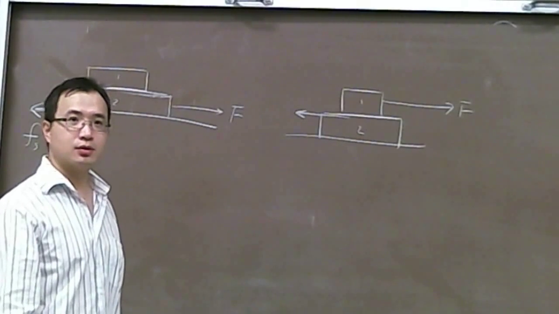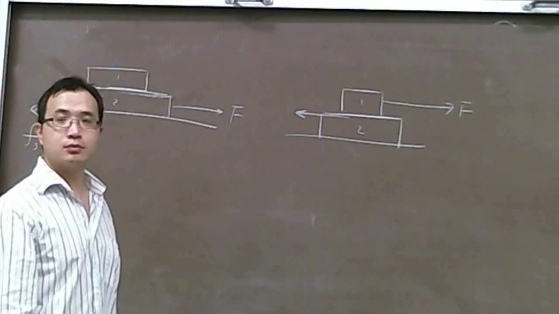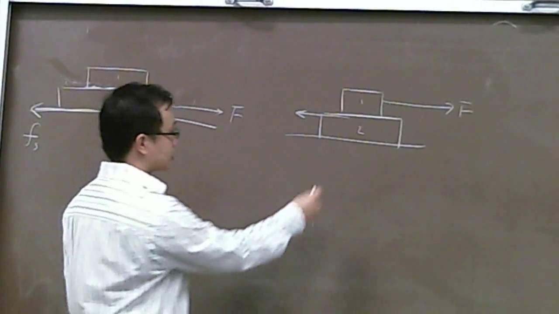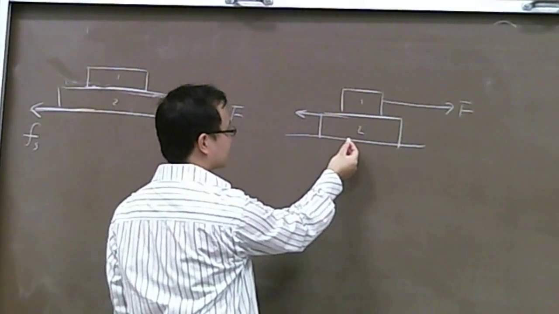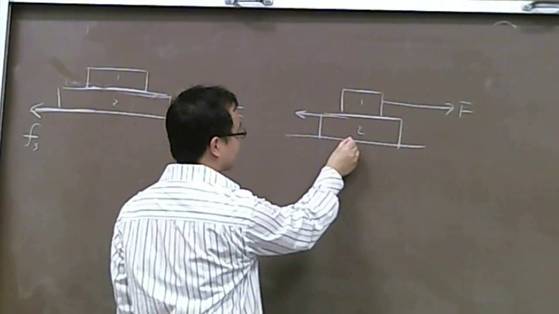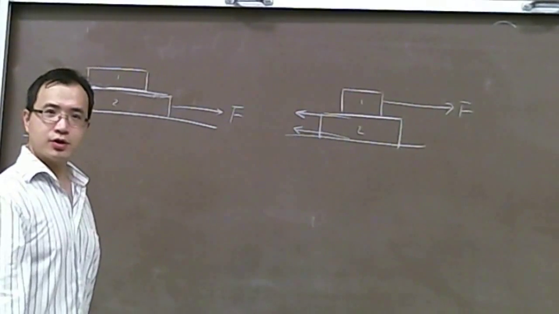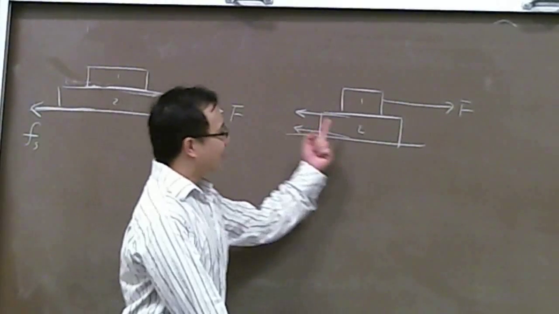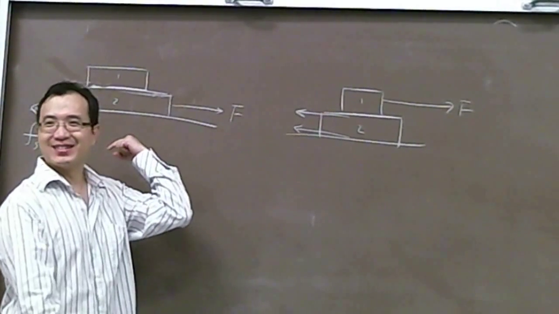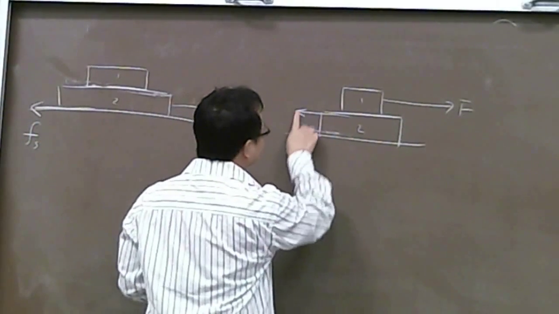So you say there is some surface between 1 and 2 like this. Anything else? Between 2 and the ground. In which direction? Opposite to the applied force, like this? Is it correct? If this is correct, object 2 will move in this direction, right? Okay, not like this.